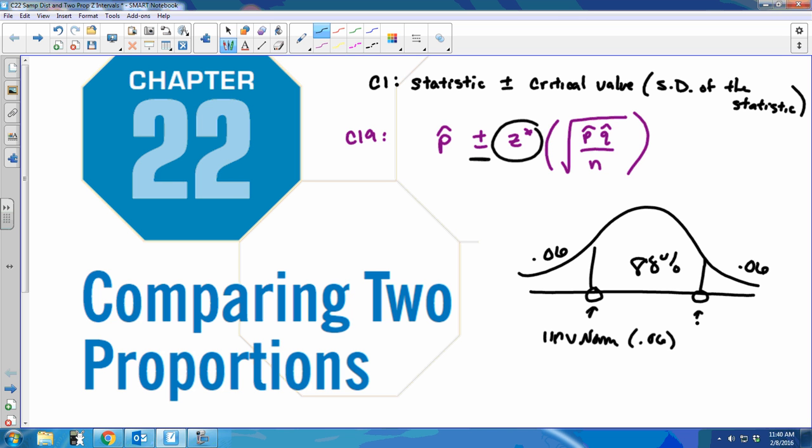Now, that's the mechanics of it, but what are essentially the 3 steps to a confidence interval? There's like 4 steps to a hypothesis test. What are the 3 steps to a confidence interval? What's the first thing you should do? Check the conditions. So that's not changing. We're still going to check the conditions.